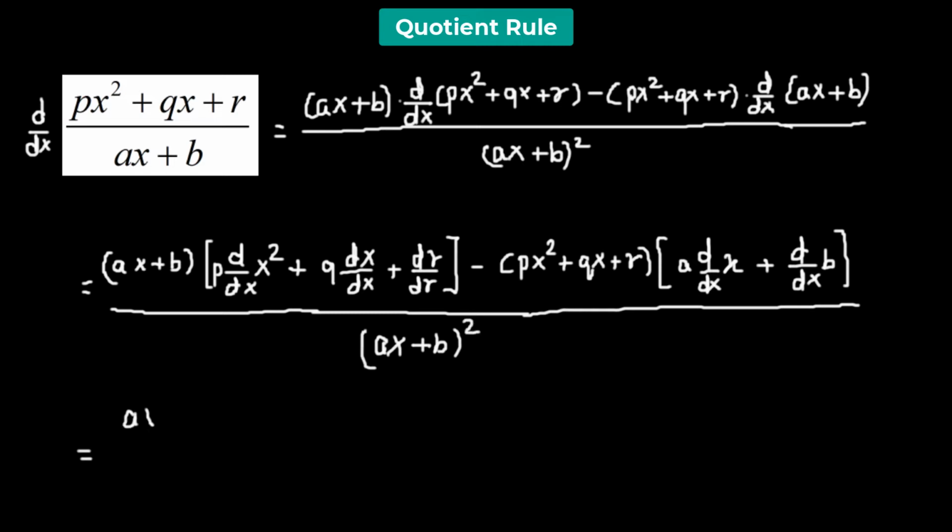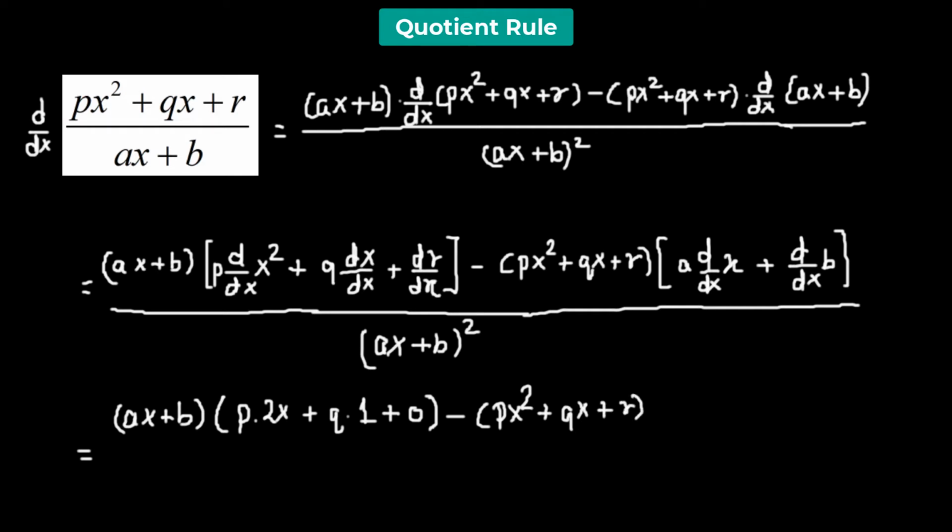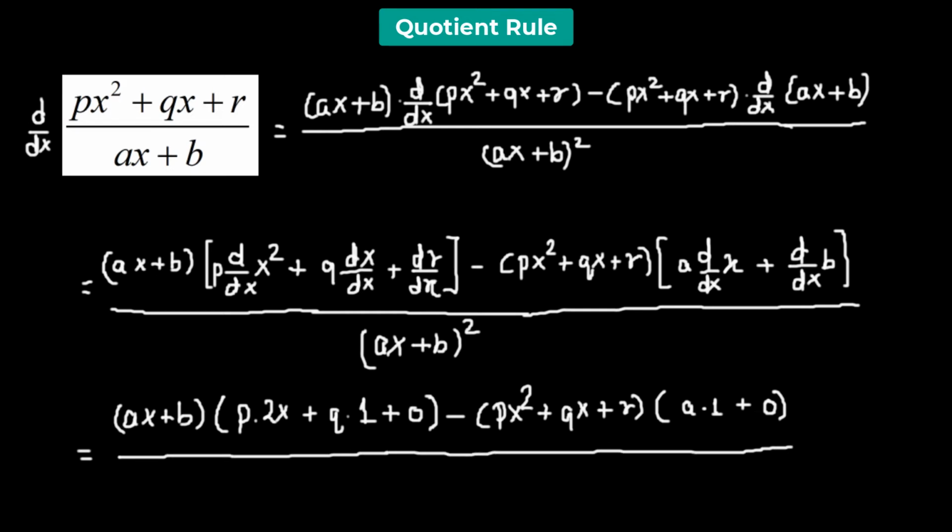So we get ax plus b times p, so the derivative of x squared will be 2x, plus q times the derivative of x with respect to x, which is 1, plus the derivative of r with respect to x, which is 0, minus px squared plus qx plus r times a times 1, which is the derivative of x with respect to x, plus the derivative of b with respect to x, which is going to be 0, whole divided by ax plus b whole squared.